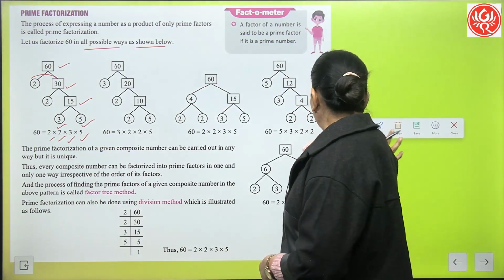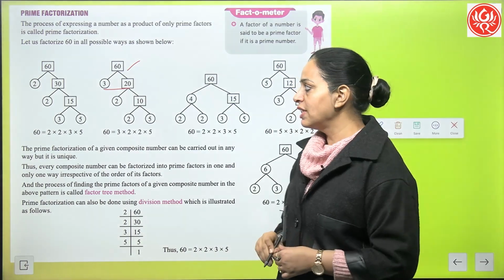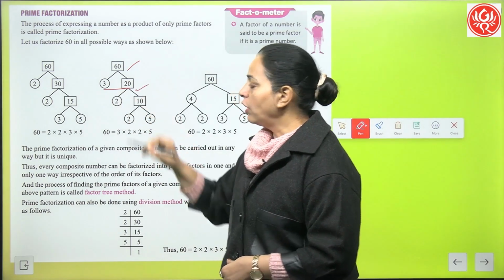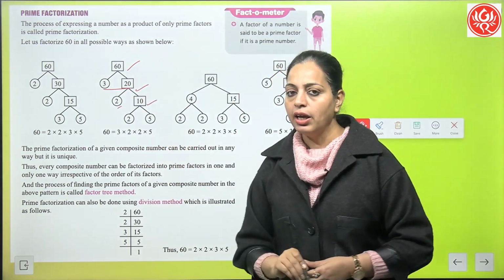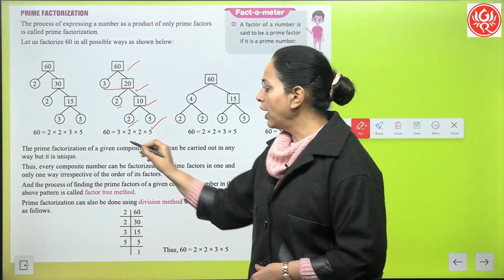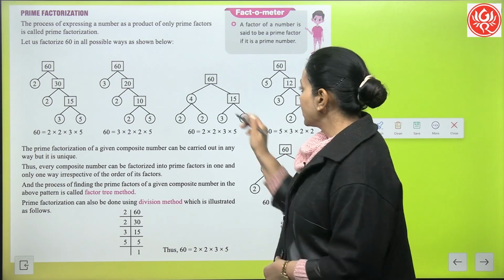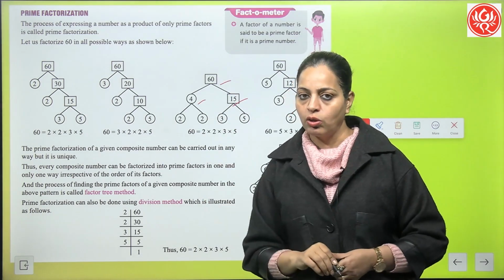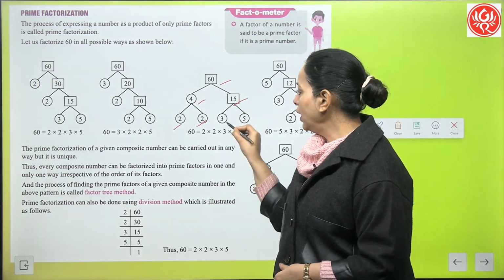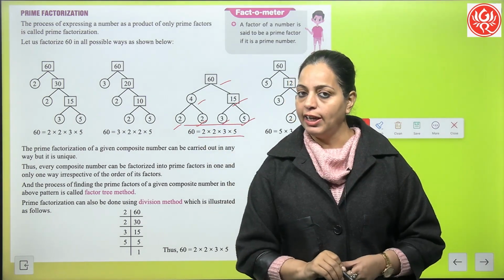Okay. Now the next: 60 को हम 3 into 20 भी लिख सकते हैं because 60 is divisible by 3 also. So 3 into 20. Now leave 3. 20 को break कर देंगे 2 into 10. Now leave 2. 10 को break कर देंगे 2 into 5. So what are we getting? 3 into 2 into 2 into 5. Okay. Now the next, 60 is 4 into 15 also. Right. So 4 को हम break कर सकते हैं 2 into 2 and then 15 is 3 into 5. So what are we getting? 2 into 2 into 3 into 5.